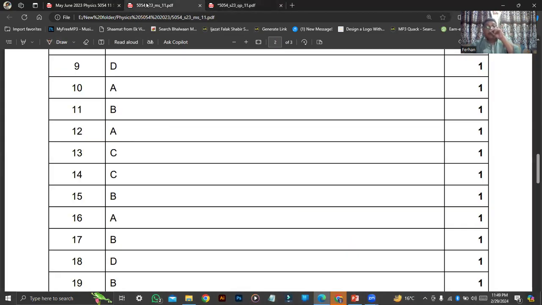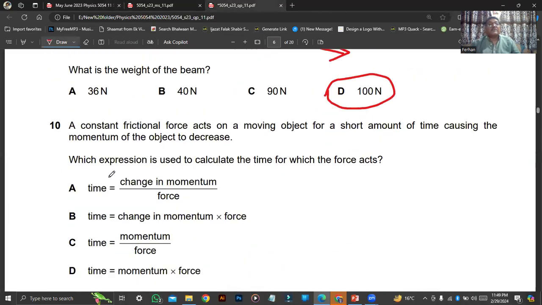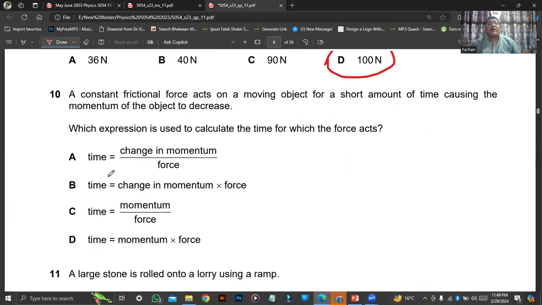Question number 9, D is the right answer, sir. Question number 10 is showing up on your screen. He says a constant frictional force acts on a moving object for a short amount of time, causing the momentum of the object to decrease. Which expression is used to calculate the time for which the force acts?